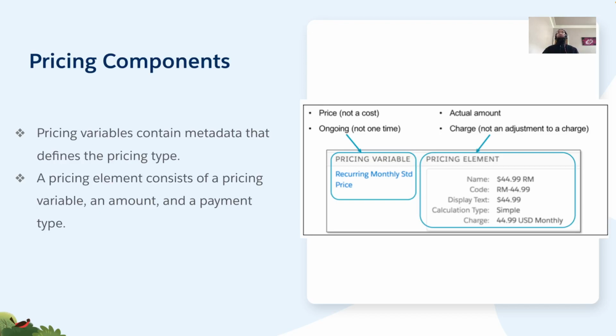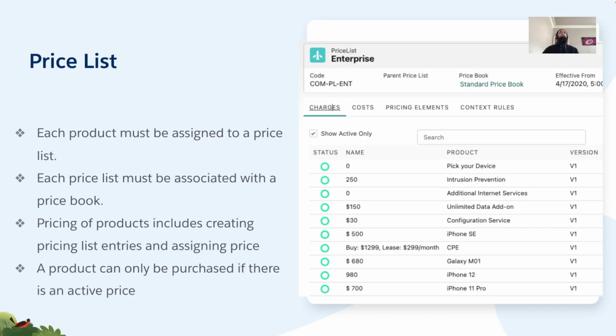And in this screen, I'm showing a price, not a cost, where the pricing variable assigned is a recurring monthly standard price, and the pricing element has a value of $44.99. So this is a pricing element which can then be associated to a price list. Each product must be assigned to a price list. Each price list must be associated with a price book. This is what Salesforce requires. Pricing of products includes creating price list entries and assigning prices.